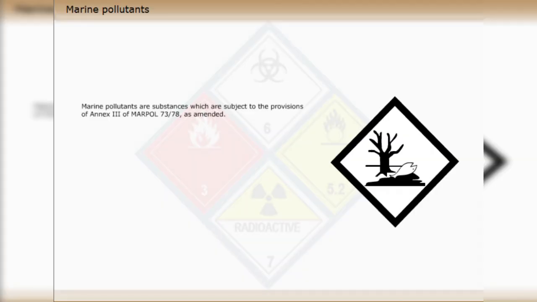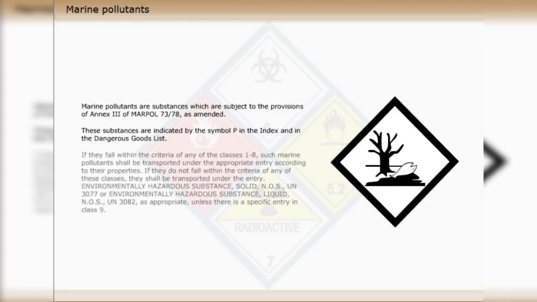Marine pollutants are substances which are subject to the provisions of Annex 3 of MARPOL 73/78 as amended. These substances are indicated by the symbol P in the index and in the dangerous goods list. If they fall within the criteria of any of the classes 1 to 8, such marine pollutants shall be transported under the appropriate entry according to their properties.